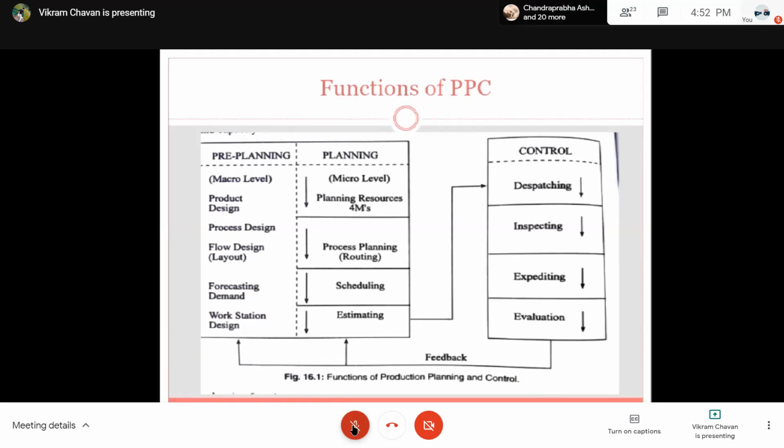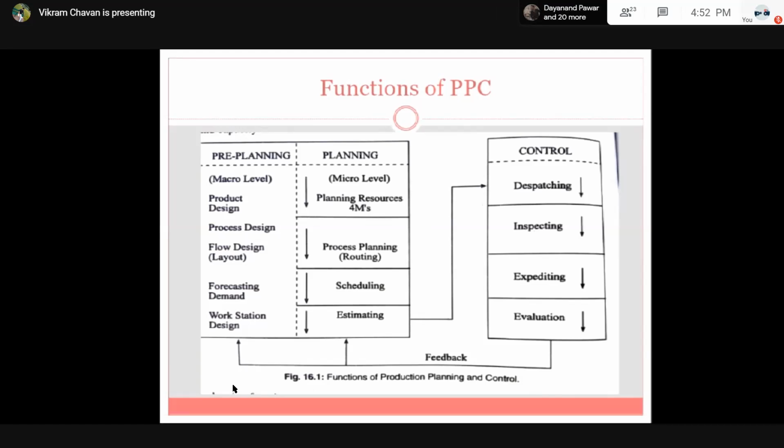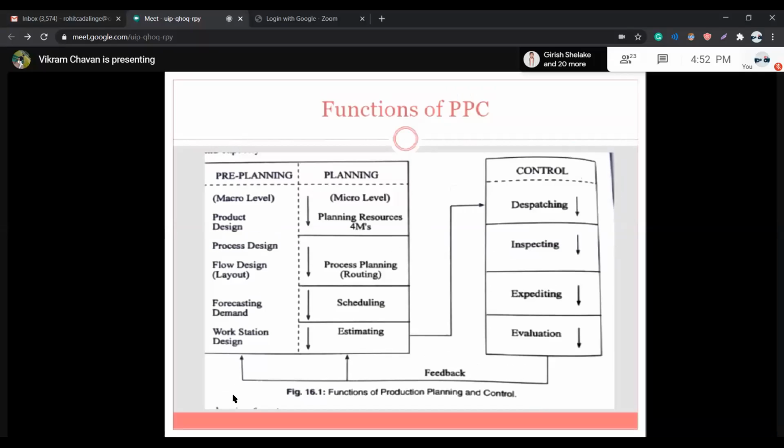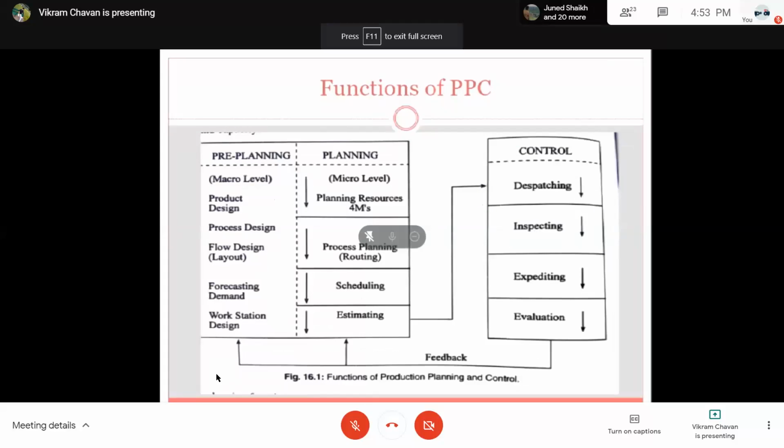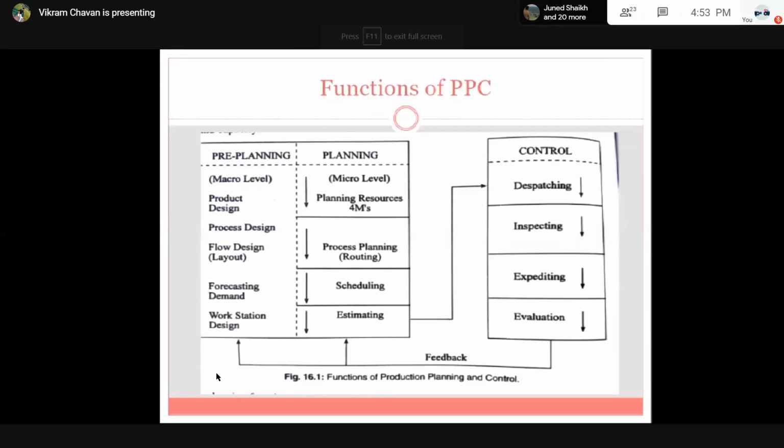Then the next thing is the method. This is the analysis of selecting an alternative method. There are a number of alternatives available to produce that particular product. Which one is the best alternative to produce that product? That is, selection of the best methodology will be considered under this method analysis.